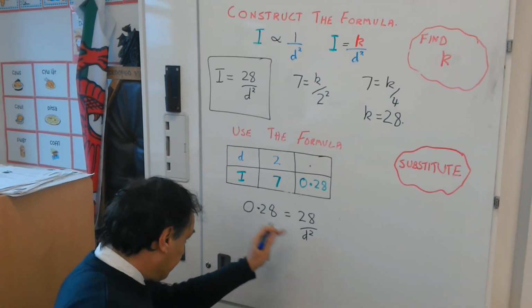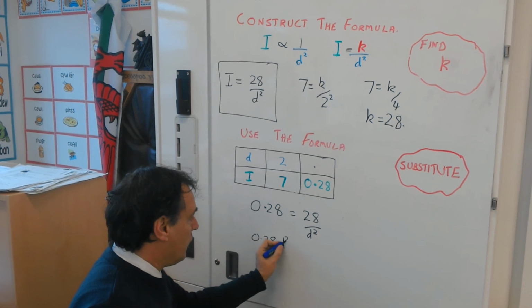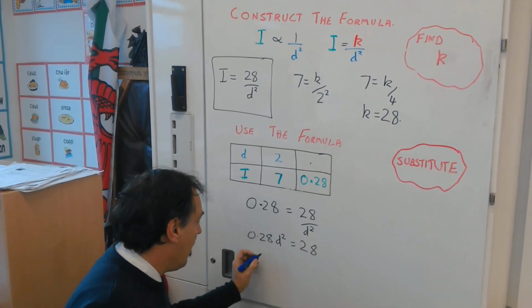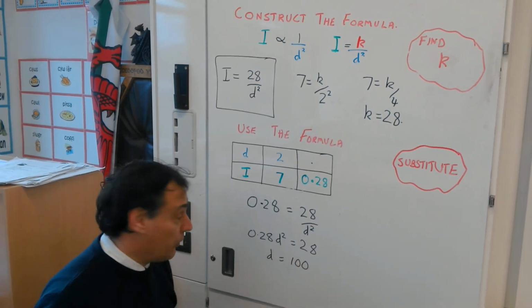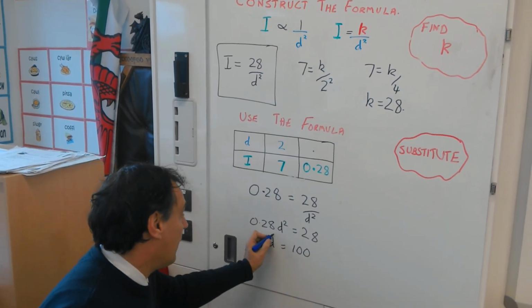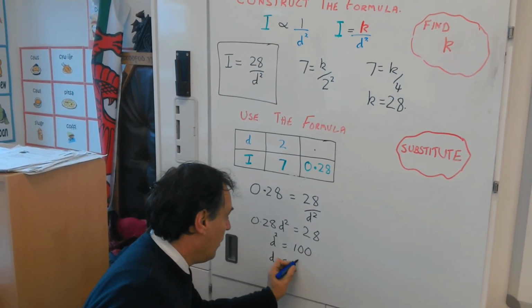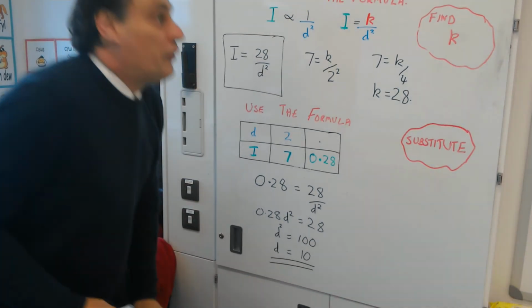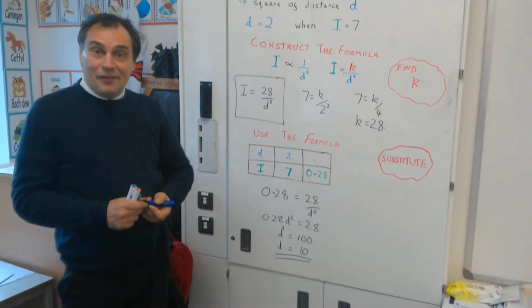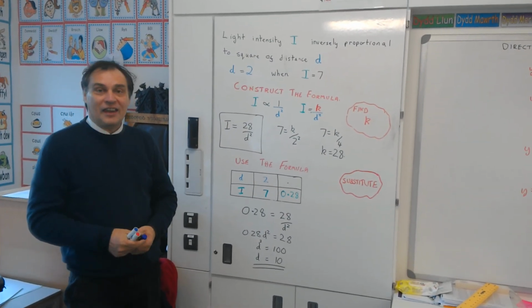Rearrangement here. So we're going to have 0.28 d squared equals 28. d squared equals 100, because if we divide both sides by 0.28 we get 100. So d is equal to the square root of 100, which we all know is 10. So there we have it, a quick guide on how to work out direct and inverse proportion.